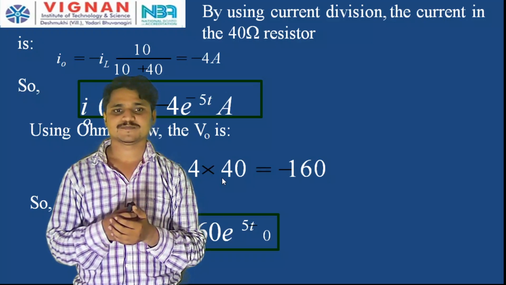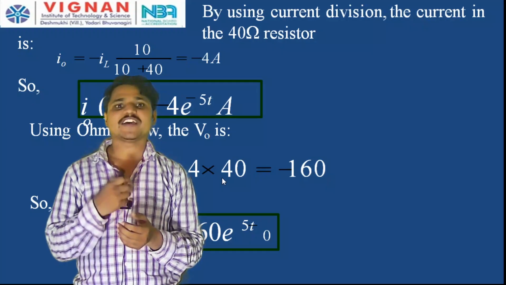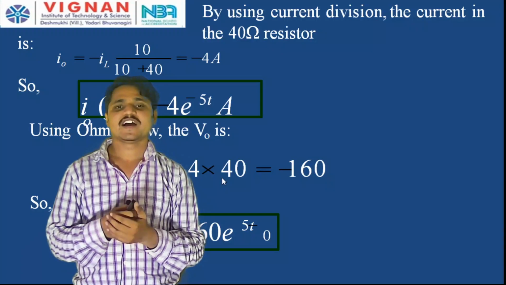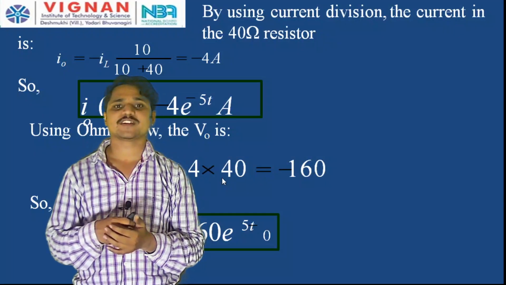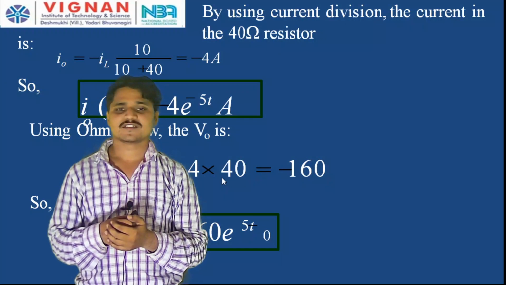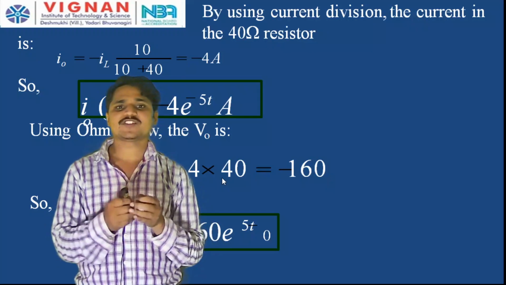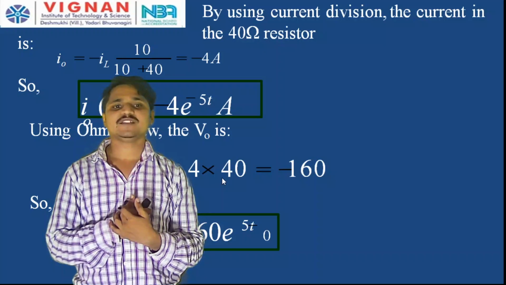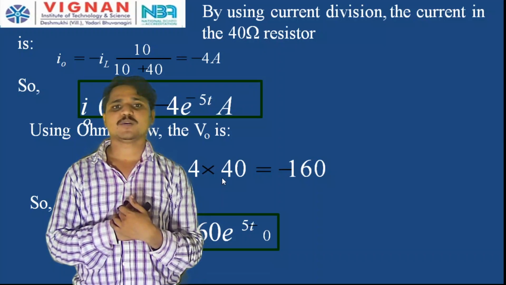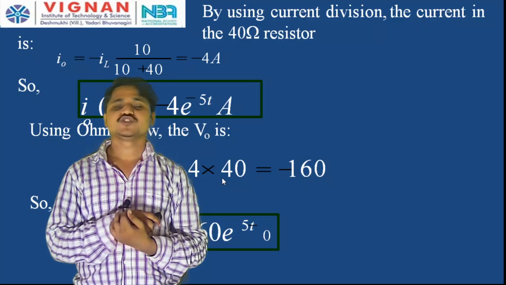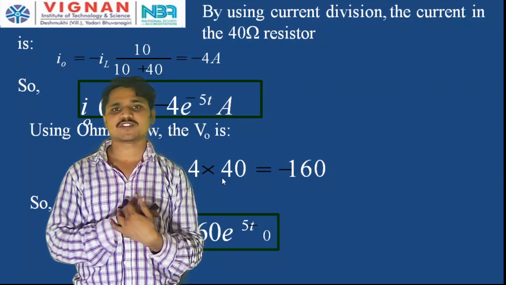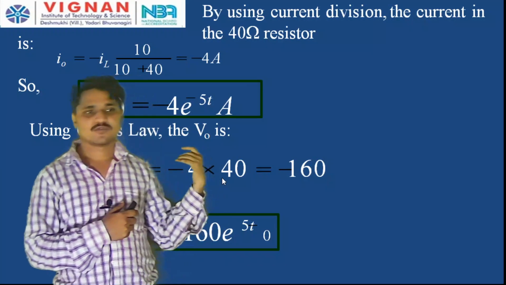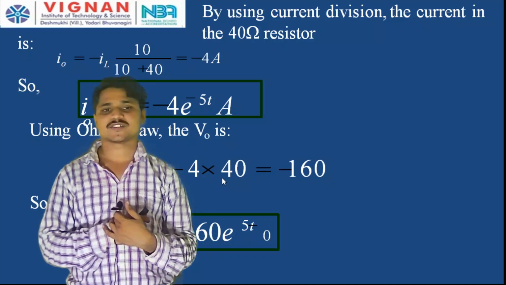Minus 4 amperes. Therefore, for the RL circuit natural response, I of t is equal to I naught into e to the power of minus t by tau. We derived this in the last class. Therefore, I of t is equal to minus 4 into e to the power of minus 5t, because tau is 0.2, and 1 by 0.2 is 5. So, I of t is minus 4 e to the power of minus 5t amperes.